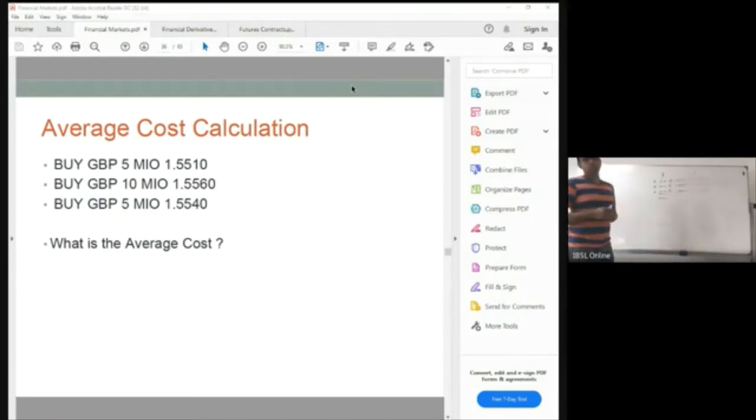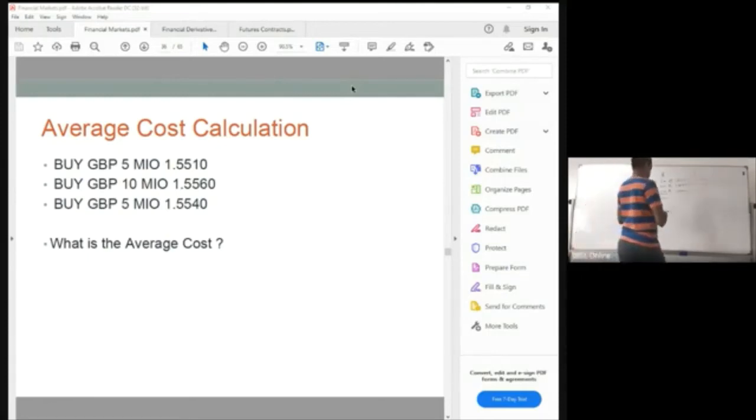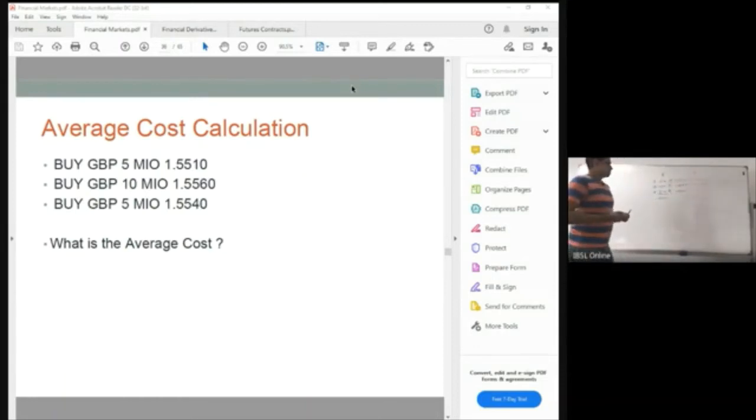To end up with 20 million plus dollars. Sorry, 20 million sterling, 31.085 million dollars. Right. And your average cost.